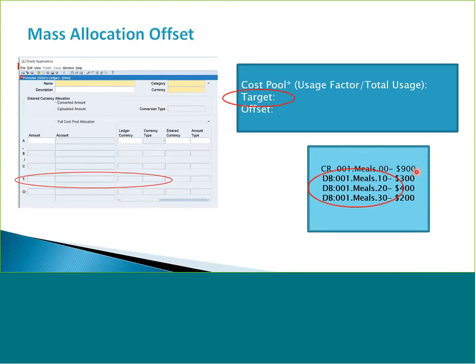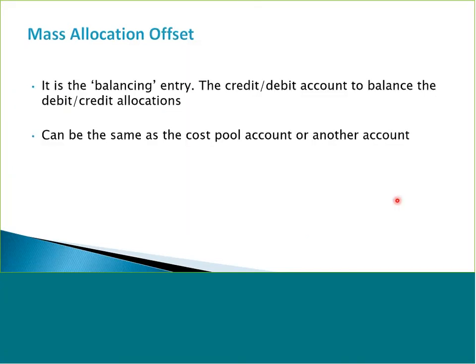So that credit line here is our offset line, because it's equal and opposite, right? So it's a credit of 900, which equals the total debits of 900. This offset line can be the same as the cost pool account, which is going to be our case, because that account is the same one where the cost pool is sitting, right? That's the expense account for the head office or the central account. But it doesn't have to be the case.